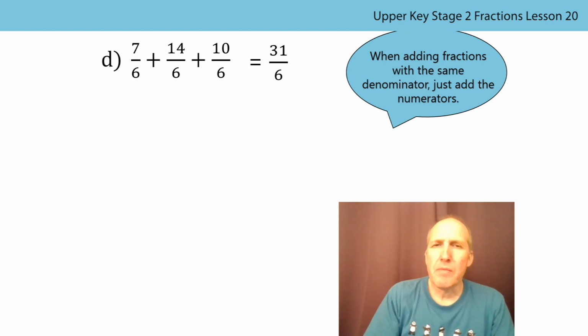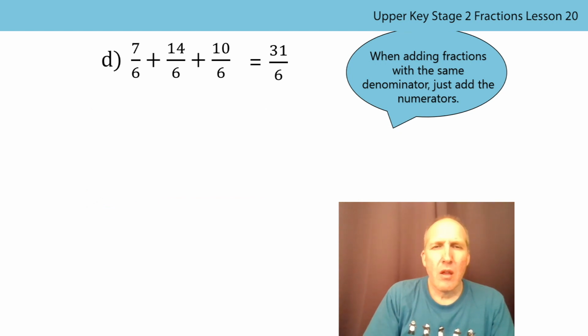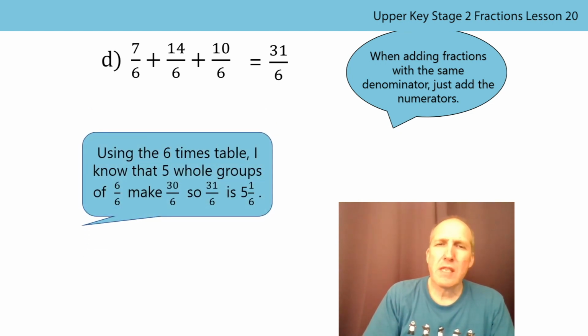Can you tell me what you did? Pause the video while you tell me. Was it like this? 6/6 make 1 whole. So how many groups of 6/6 are there in 31/6? Well, using the 6 times table, I know that 5 whole groups of 6/6 make 30/6. So 31/6 is equal to 5 1/6. That's great if you got that one.